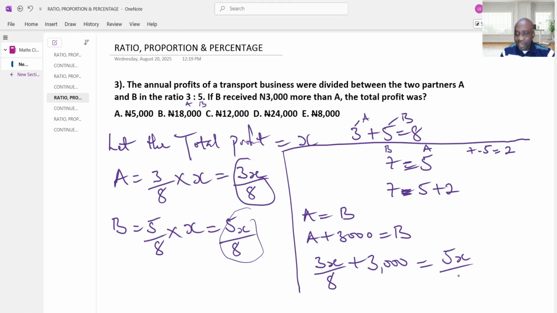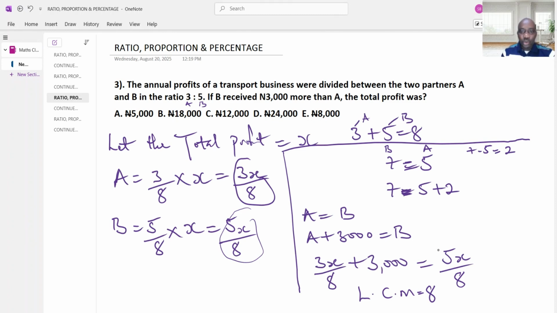5x divided by 8. Now we are going to solve for x. This x represents the total of the profits they share. Now, what is the LCM? The next thing I'm going to do is multiply each term by 8 because the denominator is 8. The LCM equals 8. I will use 8 to multiply this, this, and this, so that I can solve for x, which is the total profit they share.